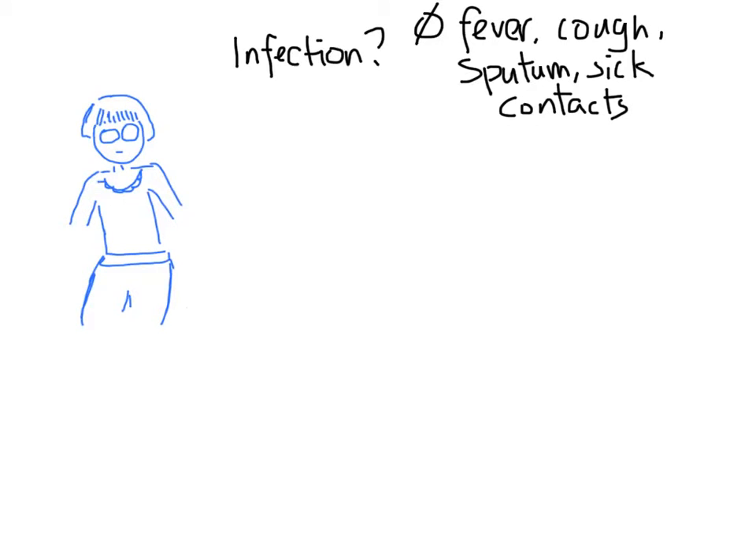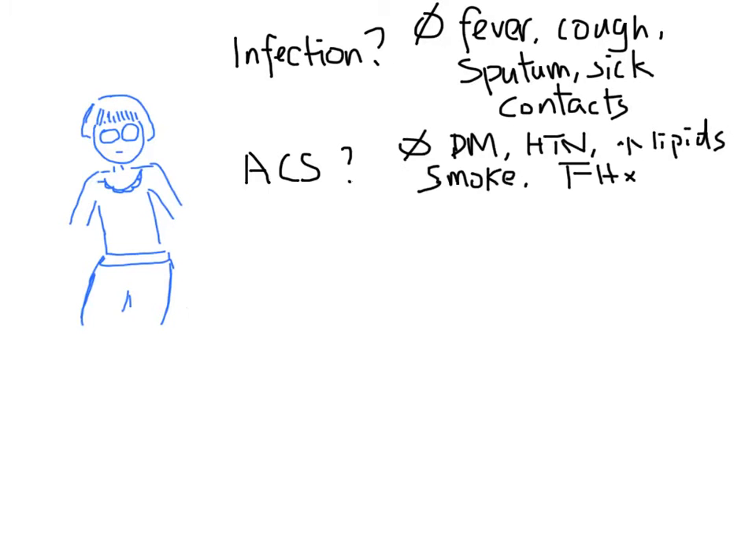Her pain is mostly in the front and the right side of her chest. The patient has no infectious symptoms or risk factors. She has no fever, cough, sputum production, or sick contacts. For ACS, the patient has no risk factors for ACS. The pain is not worse with exertion and is not better at rest. Besides shortness of breath, she has no associated symptoms.